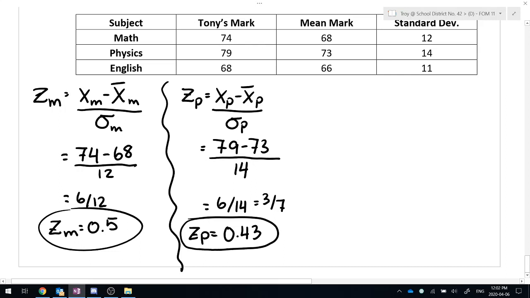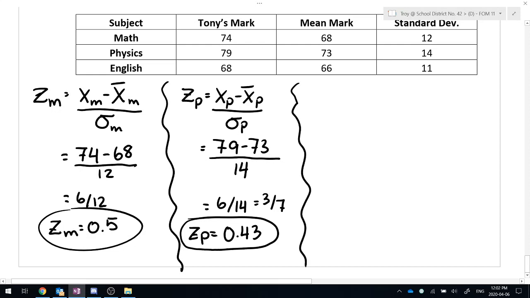All right, so right away we can see that Tony did better than most of his class on the math exam, more so than the physics exam. There were more students in front of him on the physics exam than there were on the math exam. So far he's done better on his math exam. So let's take a look at English.